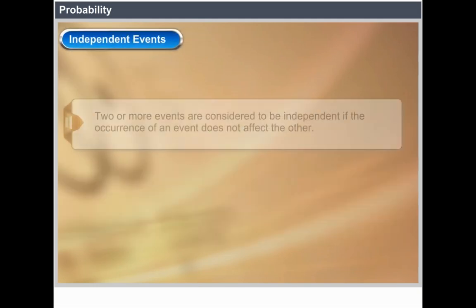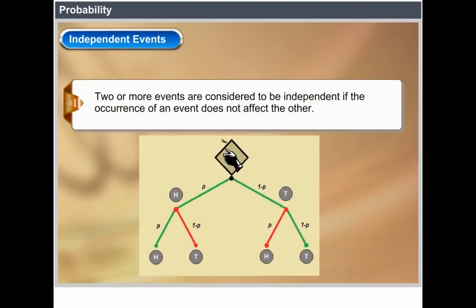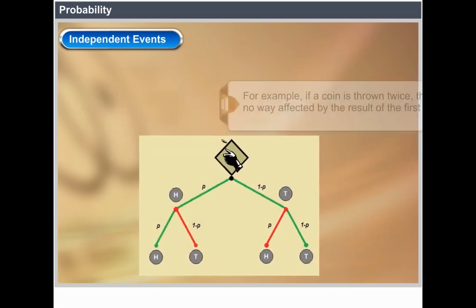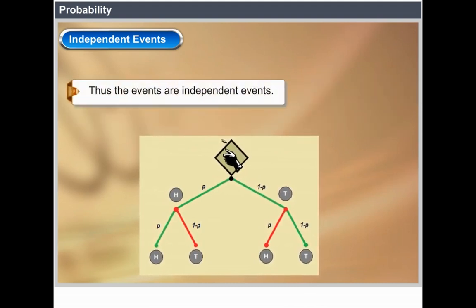Independent events. Two or more events are considered to be independent if the occurrence of an event does not affect the other. For example, if a coin is thrown twice, the result of the second throw is in no way affected by the result of the first throw. Thus, the events are independent events.